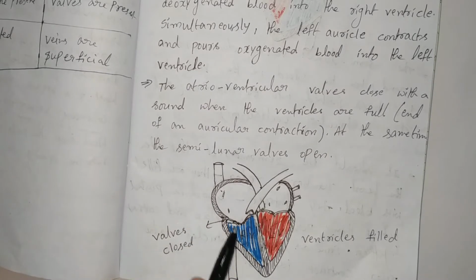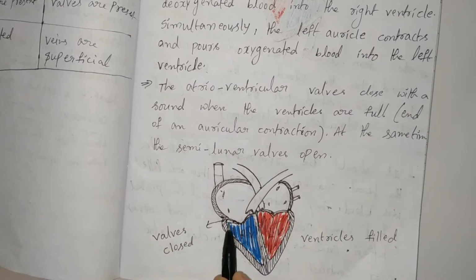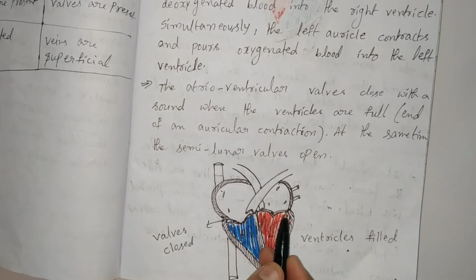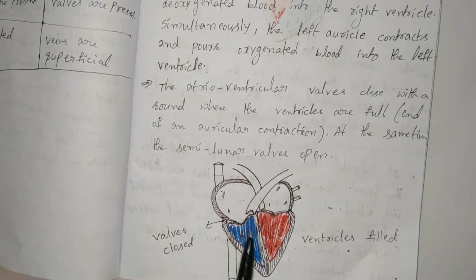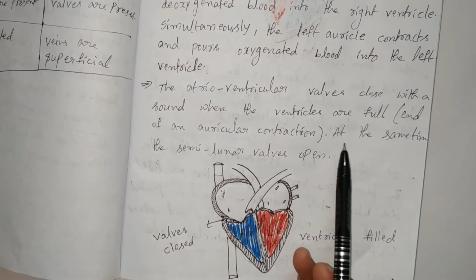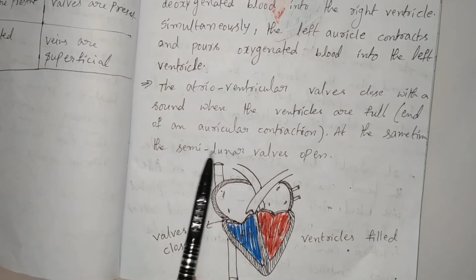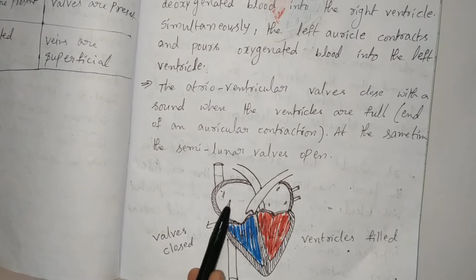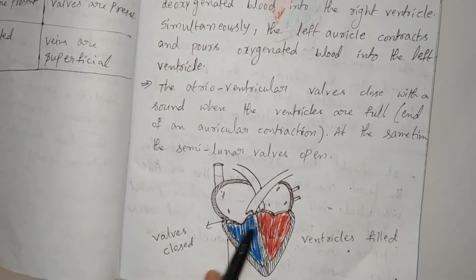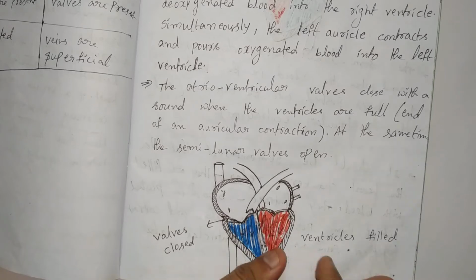These two valves are the tricuspid valve and the bicuspid valve. So these are closed whenever the ventricles are filled. At the same time, the semilunar valves open. So the auricular valves are closed and the ventricles are filled. What happens when these semilunar valves are open?